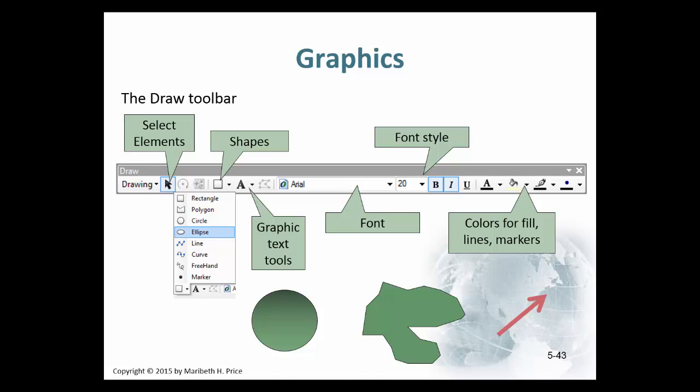From the Draw toolbar, there are a number of shapes that can be added to your project, which you can control the size, shape, position, color, and outline color.